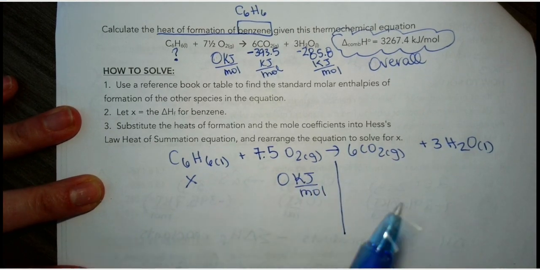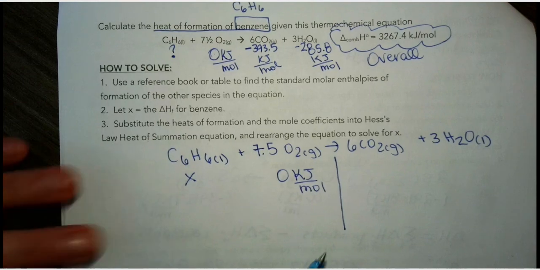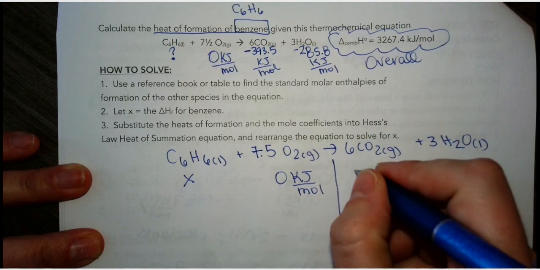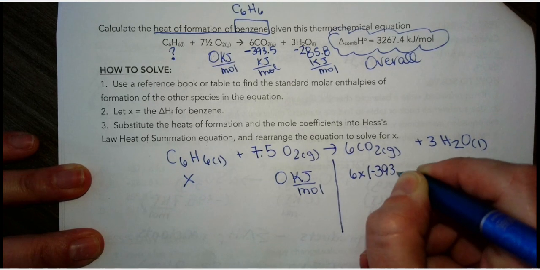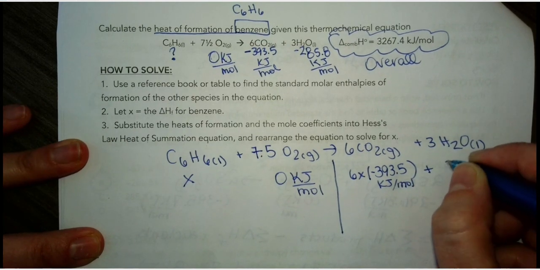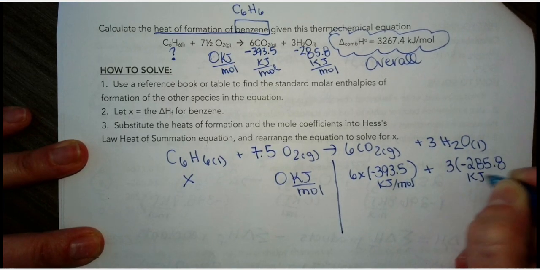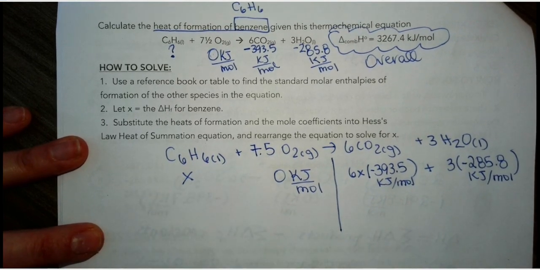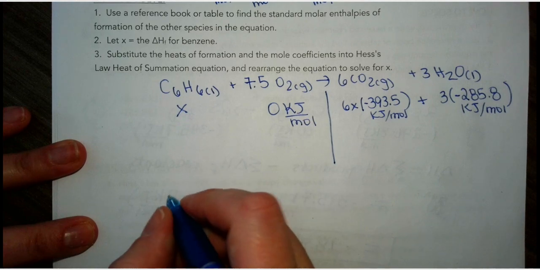You're going to be doing products minus reactants. I like to separate them so that I don't confuse which are the reactants and which are the products. I have 6 carbon dioxide. That's 6 times a negative 393.5 kilojoules per mole. And this is 3 times negative 285.8 kilojoules per mole. And let's start.